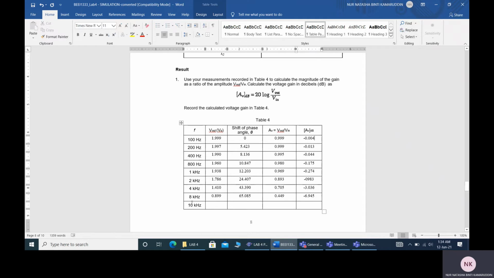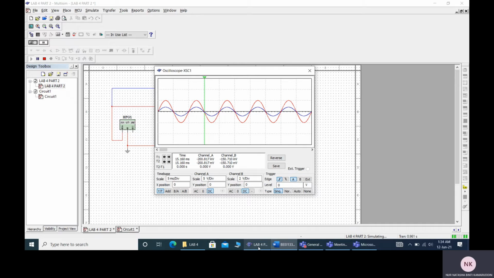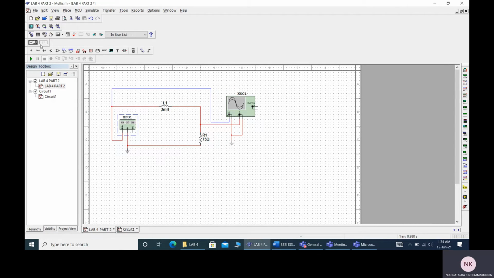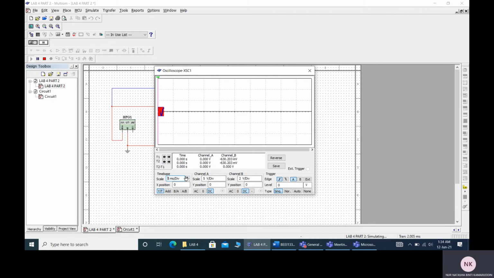Okay, so we take the highest frequency, which is 10 kilohertz. Change the function generator to kilohertz, set it to 10, and then we run the circuit and we get this. So we change the time base, and then we take the V out, which is 757.285 milli, which is 0.757.